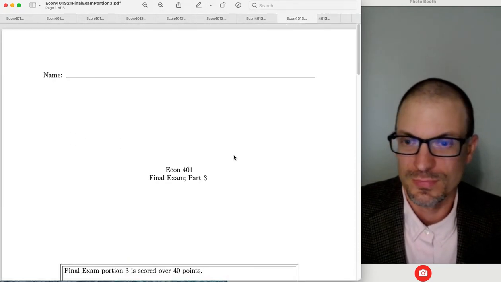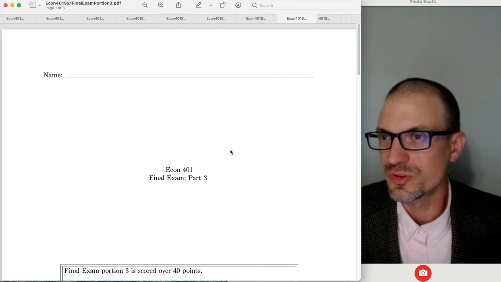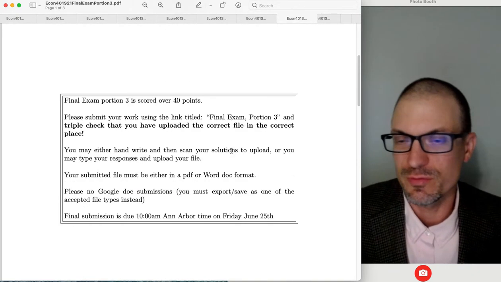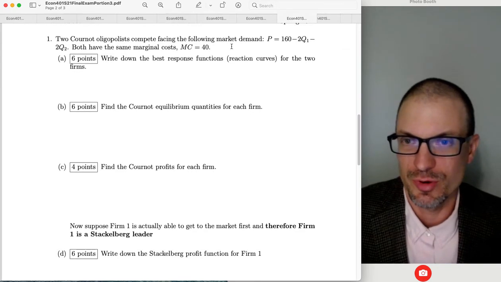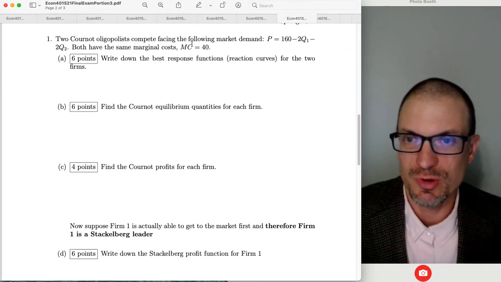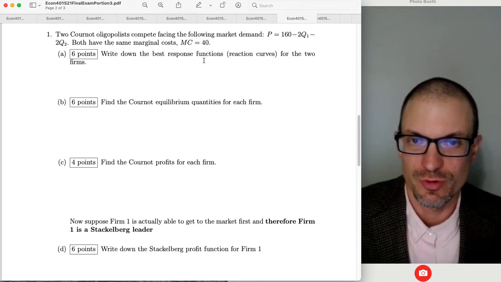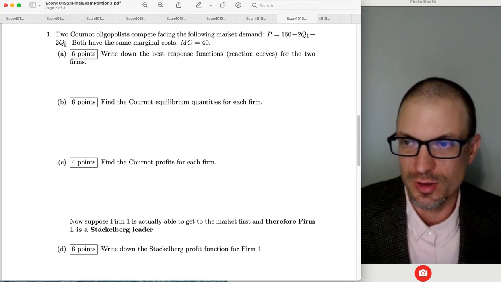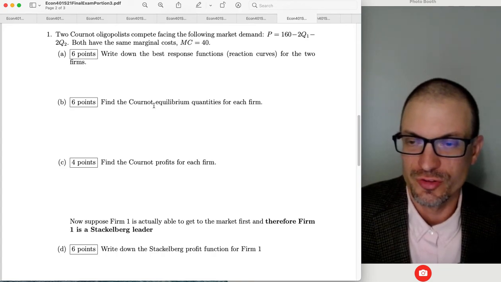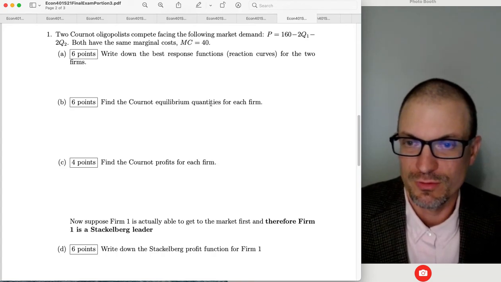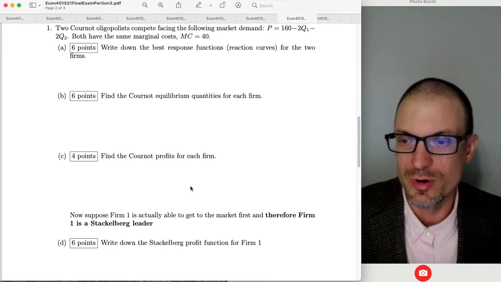So, all right. So this was 20. Yeah. So this is portion 3 from Spring 21. Here's a Cournot oligopoly question. This is with symmetry, so you only have to find the reaction curve for one, and then you could just switch the subscripts for the other. Find the Cournot equilibrium quantity, Cournot equilibrium profits.